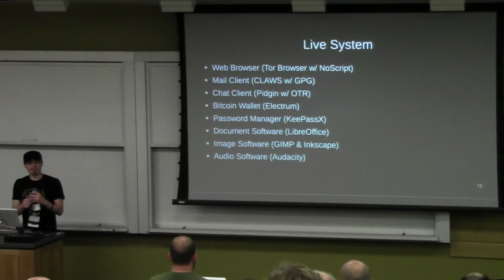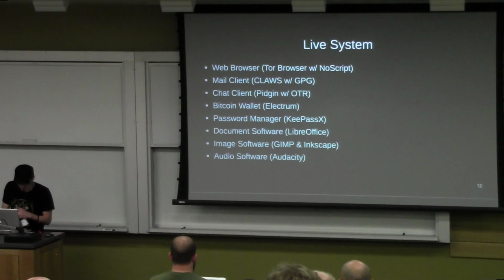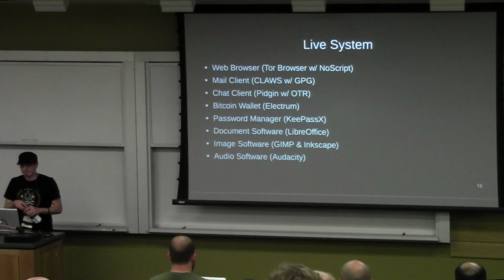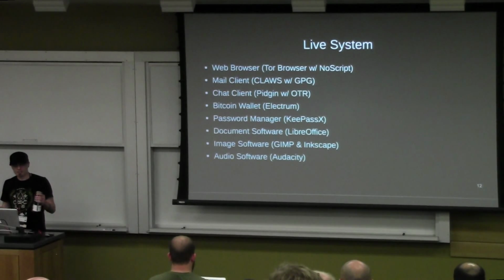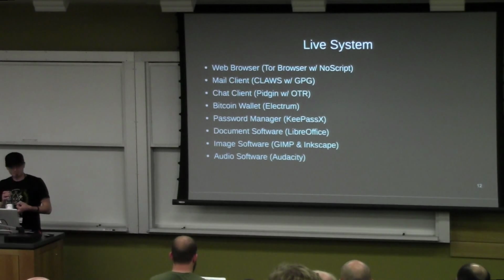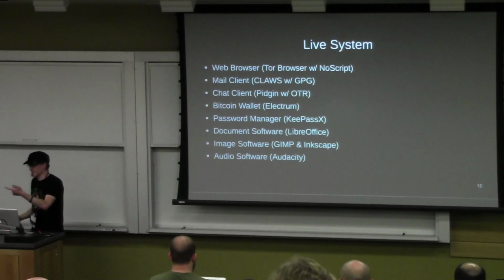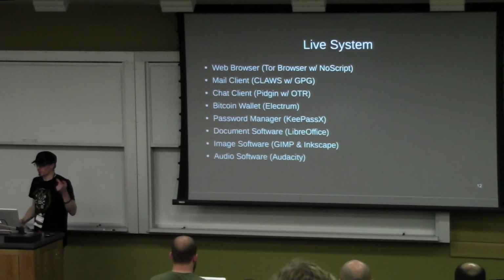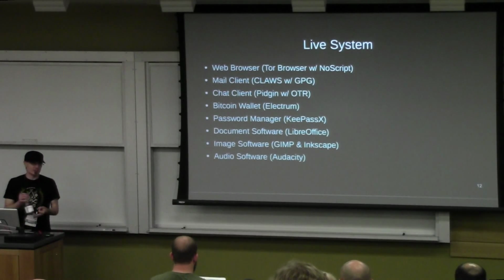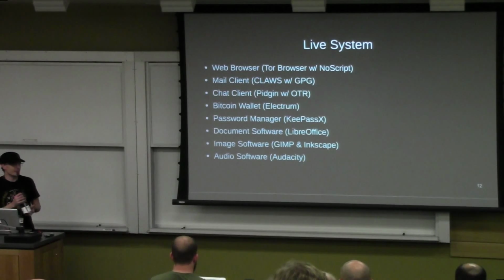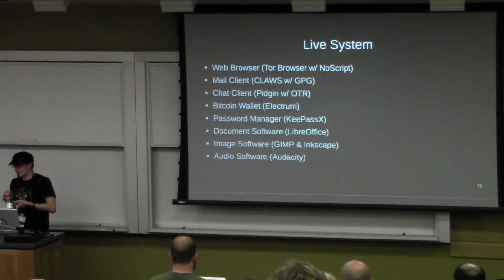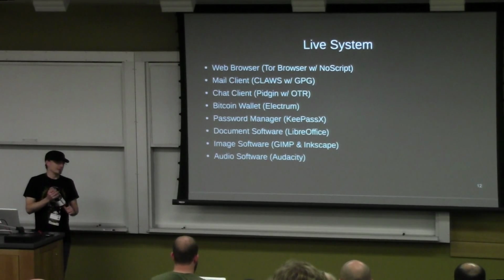It does come with a chat client. I think it's Pidgin, and it also has the OTR plugin enabled so that you can do off-the-record messaging. It has a Bitcoin wallet, Electrum. Password manager, KeePassX. Document software, LibreOffice. Imaging software, GIMP for your standard raster images, and then Inkscape for vectorized, and audio software, Audacity.